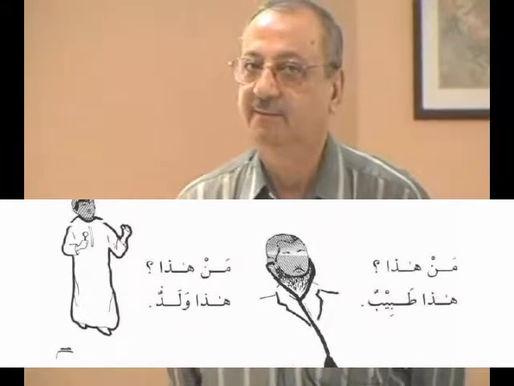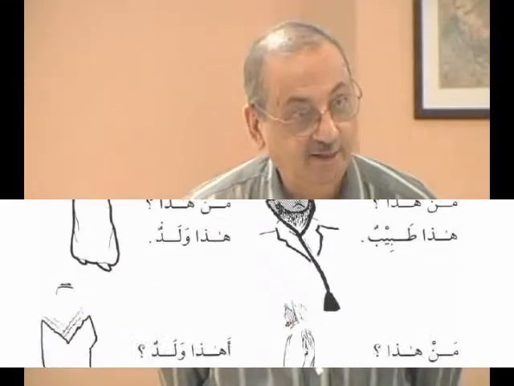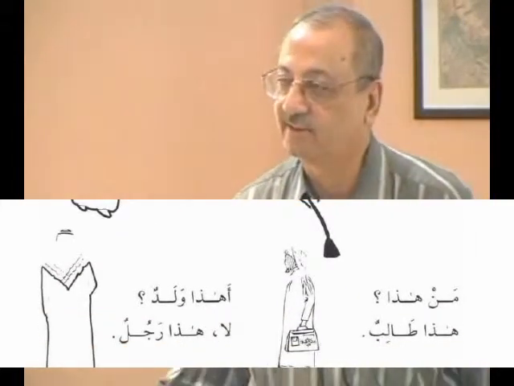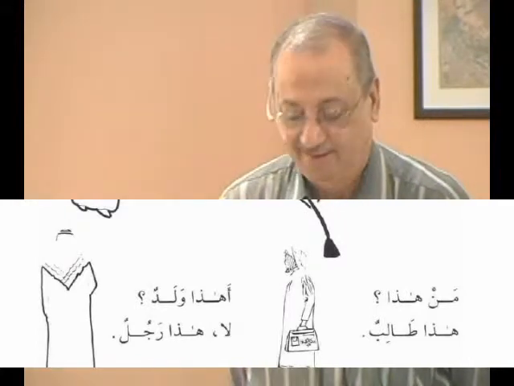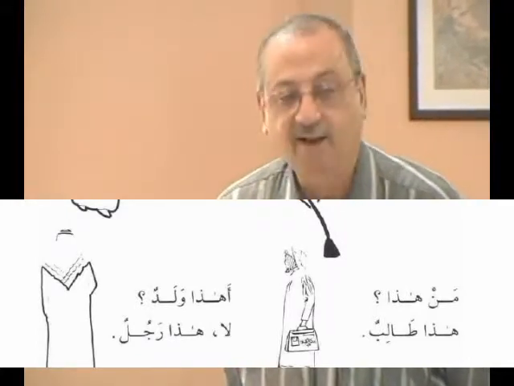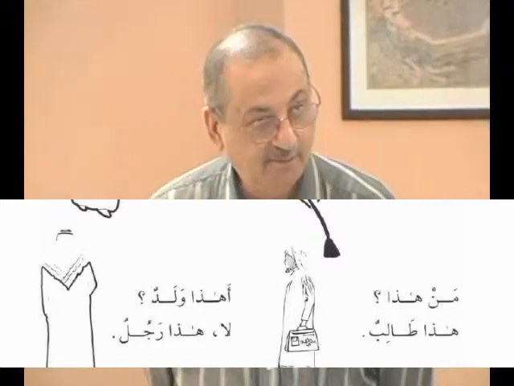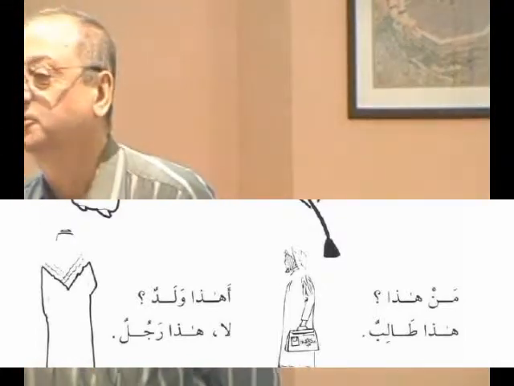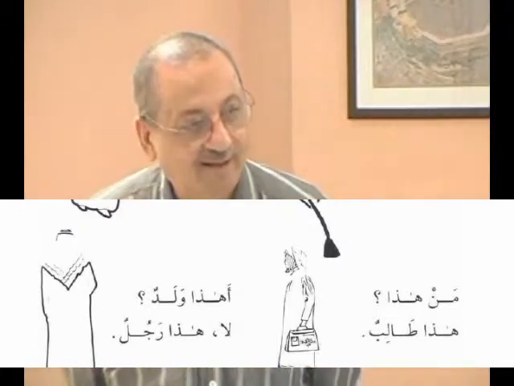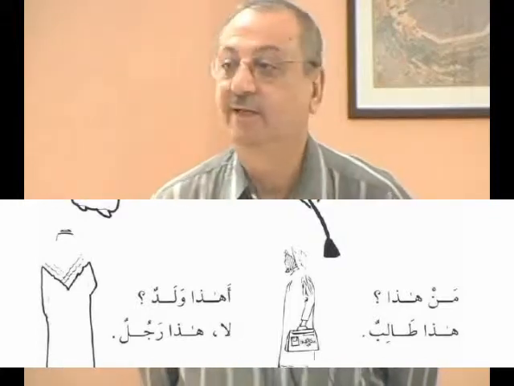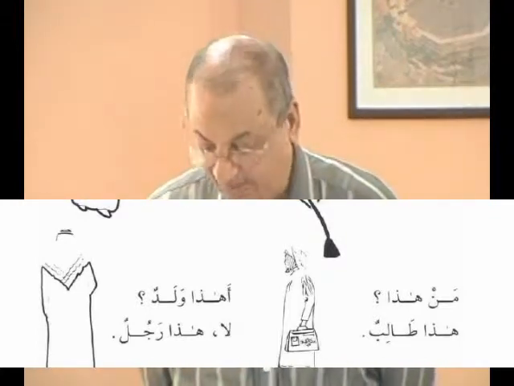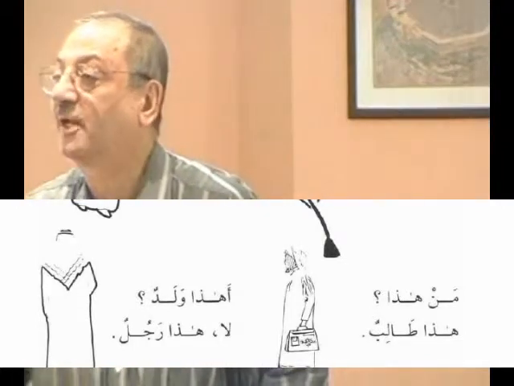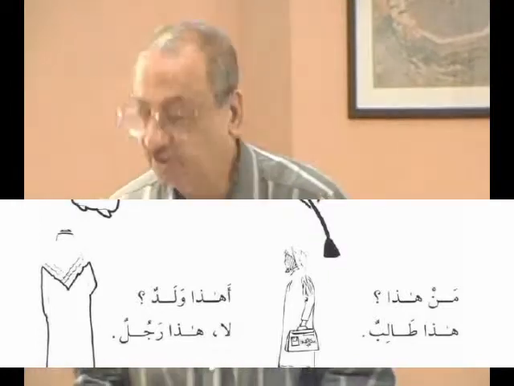Man haza? Haza waladun. Got the idea, brothers and sisters? Then next one, man haza? He has got his little school bag with him. Man haza? Haza talibun. Talibun, mashallah. Now the question. How do you start your question? By putting a. Ahaza waladun? Is this a boy? La. Haza rajulun. So all these new vocabs are coming, and you've got to memorize them. Rajulun, a man.